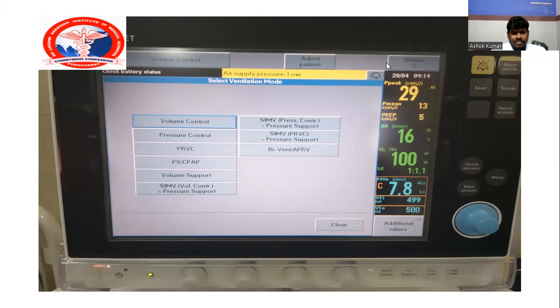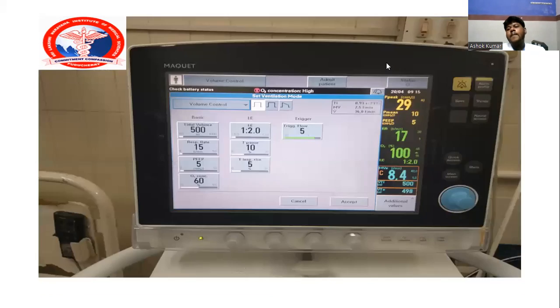It is volume control plus pressure control. It is mainly volume control ventilation. Another mode will be synchronized intermittent mandatory ventilation with pressure support. Another will be synchronized intermittent mandatory ventilation with pressure regulated volume control. Another will be bilevel positive airway pressure or airway pressure release ventilation. These are the modes available in our ventilator.